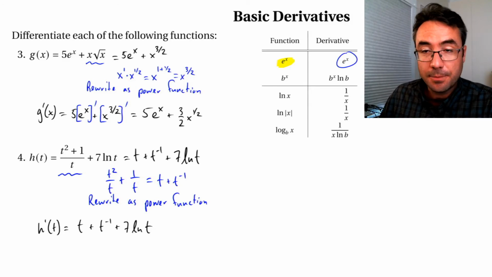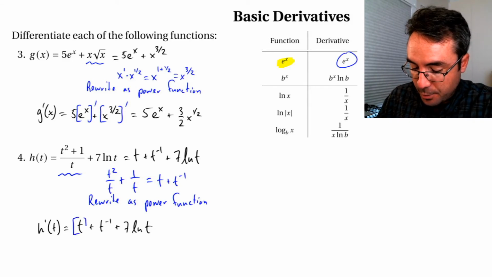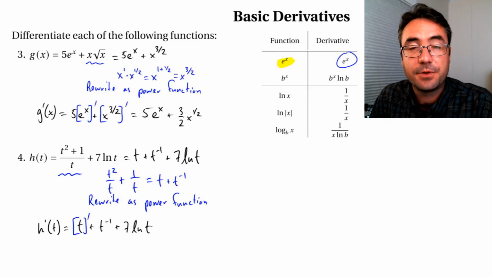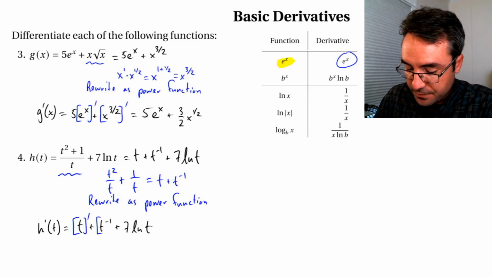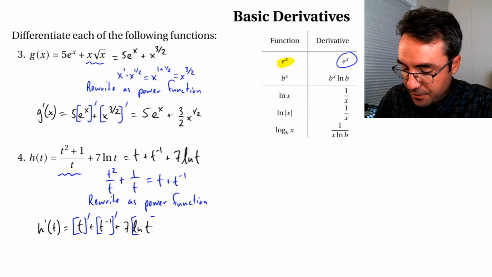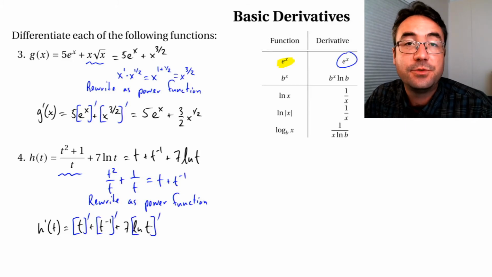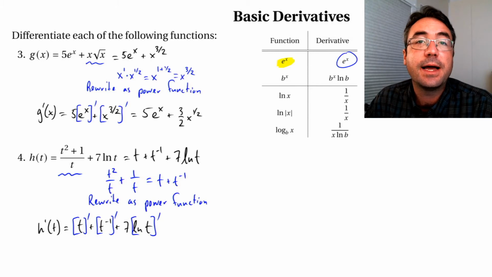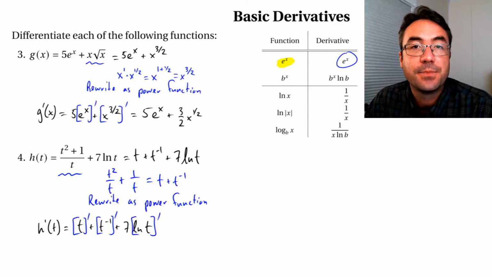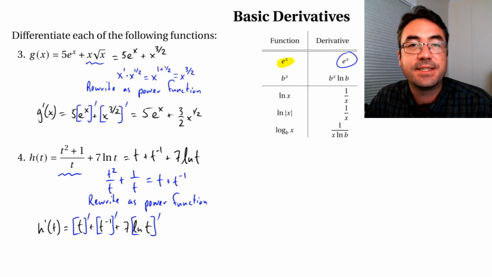We'll go term by term, apply the derivative to the variable parts. So we apply the derivative to the first term, we apply the derivative to the second term, and then in the third term, we're going to apply the derivative just to the variable part. So we're going to apply it just to that natural log. The 7's a constant multiple, it stays out in front.